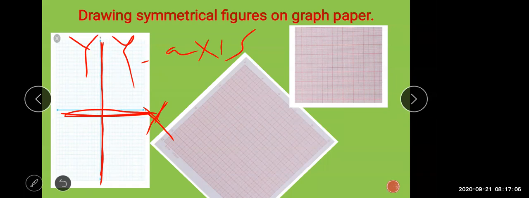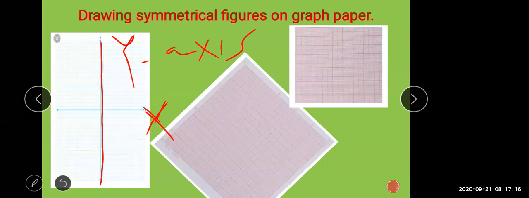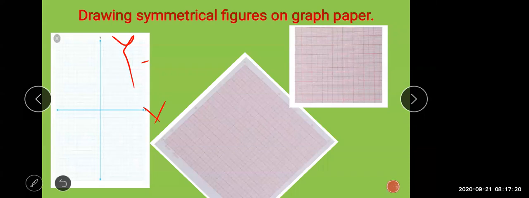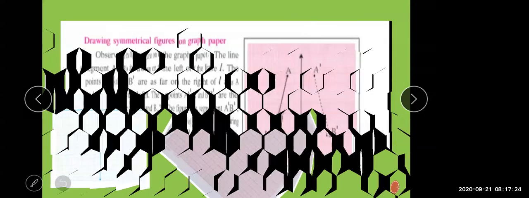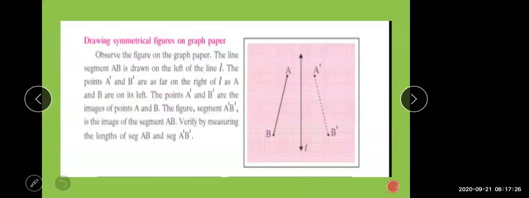It's a graph paper. Again, one picture is there. Look here, it's the second picture of graph paper. The third one is also a sample of graph paper. Now we will see our topic, drawing the symmetrical figure on graph paper. Observe the graph paper on the right side. Observe the figure on the graph paper.